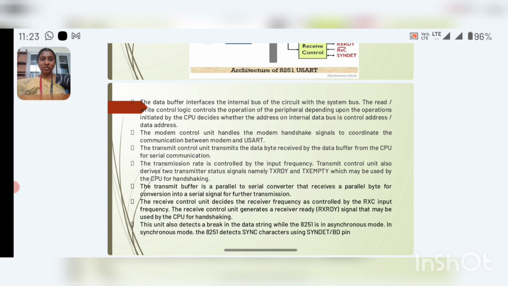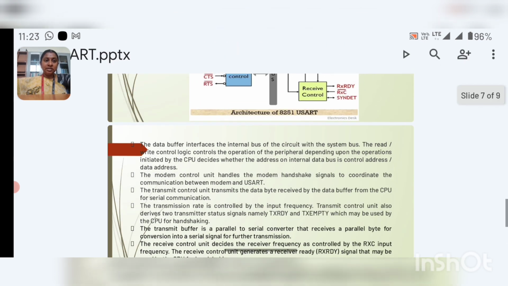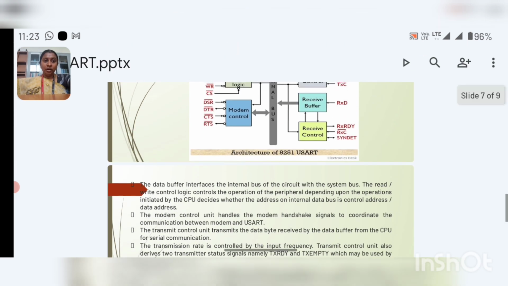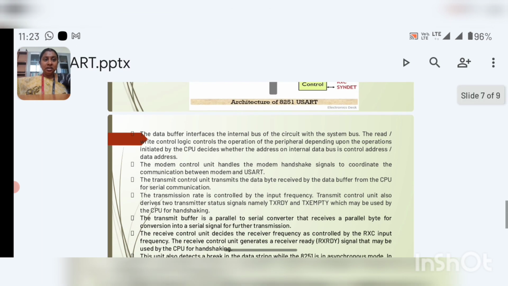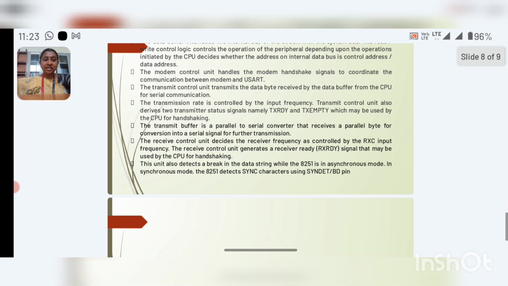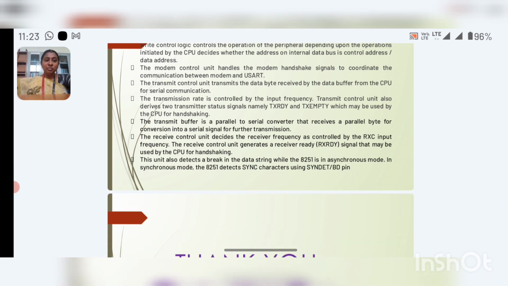Next, like the transmitter block, the receiver block also consists of a receiver control and the receiver buffer, where the receiver control is mainly used to receive the frequency as controlled by the input frequency. This is also controlled by the handshaking signals used by the CPU. Here it also consists of two signals, that is RX RDY and SYNDET, which is nothing but synchronous detect, which is mainly used for synchronizing the various operations in the communication interface.